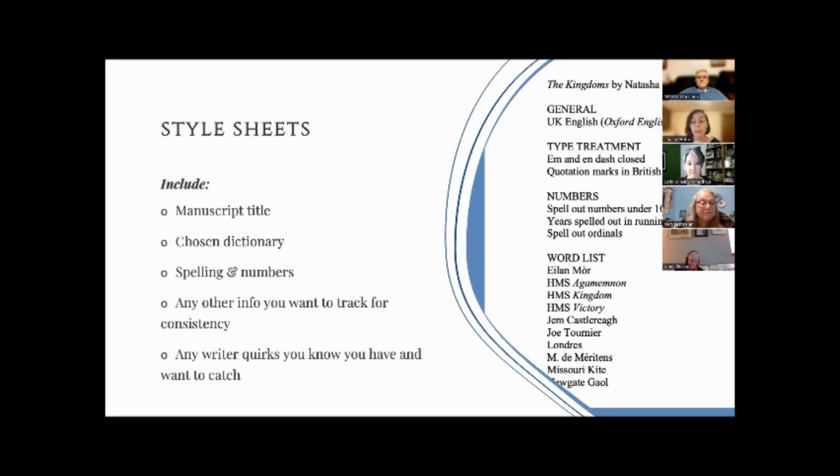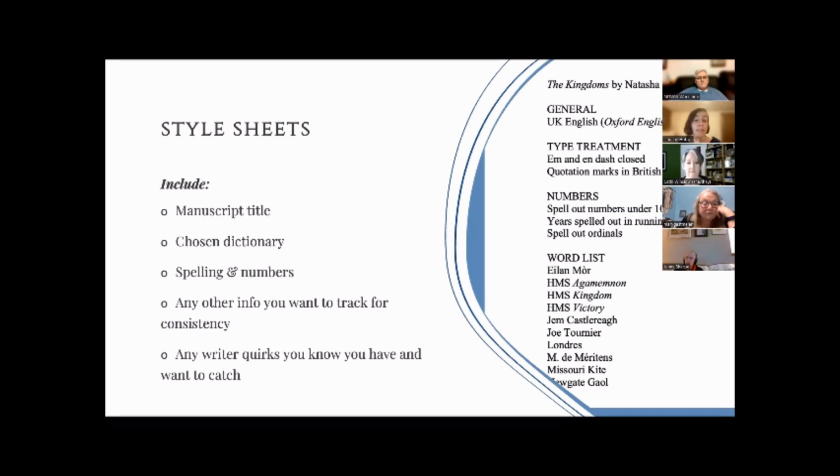Usually the author and the editor will agree on a dictionary to use and some basic baseline style decisions, which stops you from having to write down every single spelling of every single word. You can just say, we're using the Oxford English Dictionary, for example, and if we choose to use a different spelling for any one word, we'll throw it in our word list so we know that's an exception to the dictionary we're using.